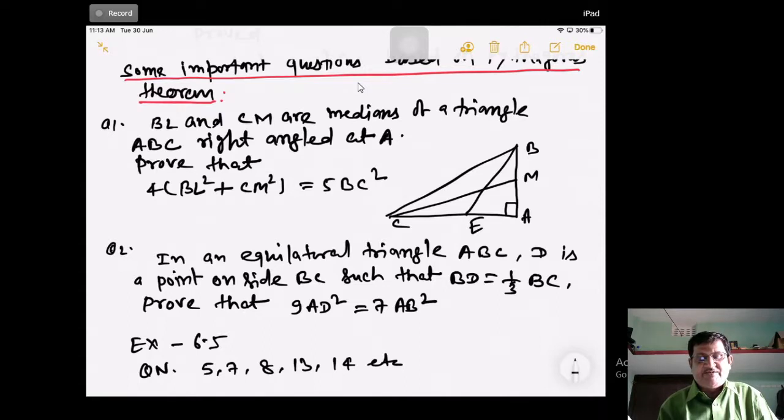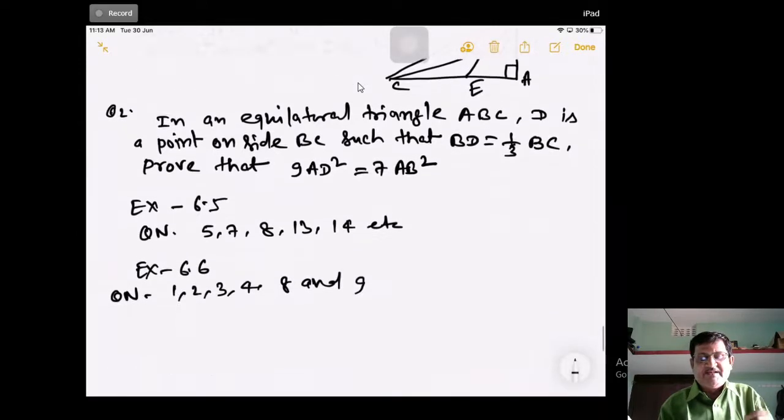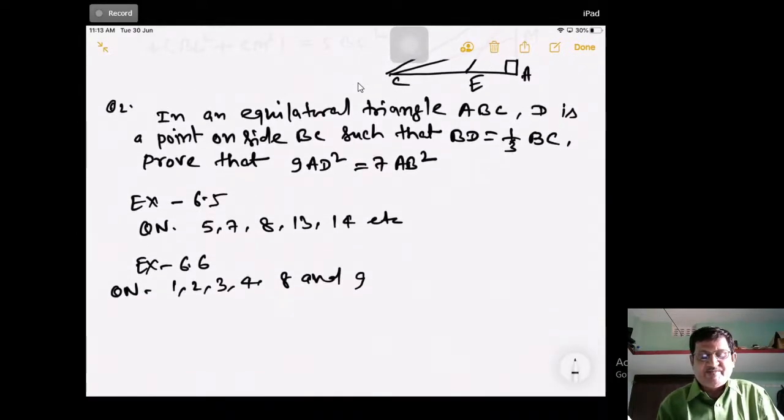Some important questions in exercise 6.5: question number 7, question number 5, question number 8, question number 13 and question number 14. These questions are very, very important from the examination point of view. In exercise 6.6, you must try to solve question number 1, 2, 3, 4, 8 and 9. Thank you.